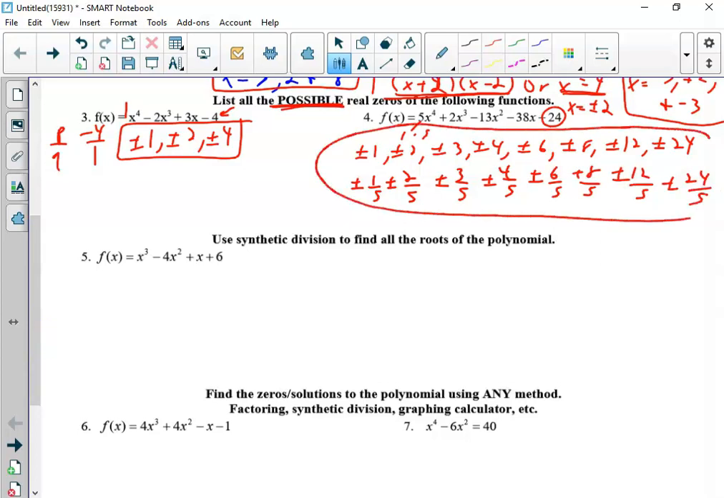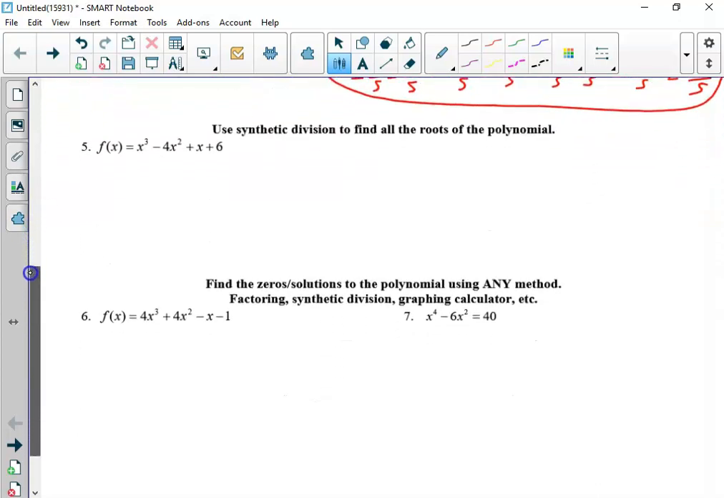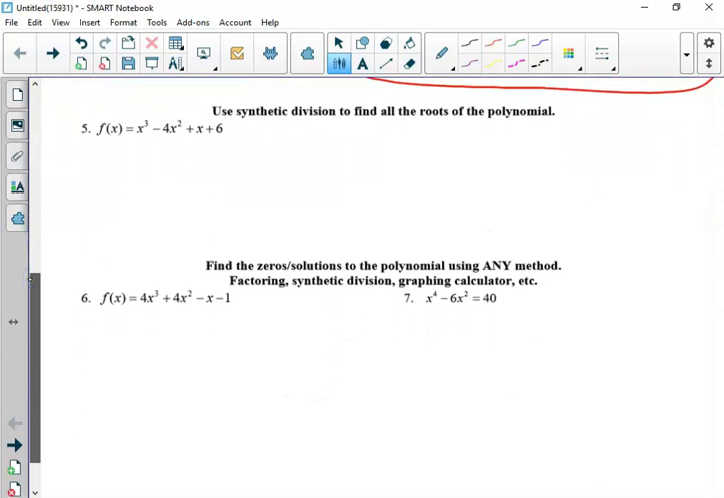These are all my possible answers. Well, that's 5. So there you go. Quite a few of them. 2, 4, 6, 8, 10, 12, 14, 16, doubled, 32 possible zeros. A lot of choices. Now, use synthetic division. Now we've got to put it all together.